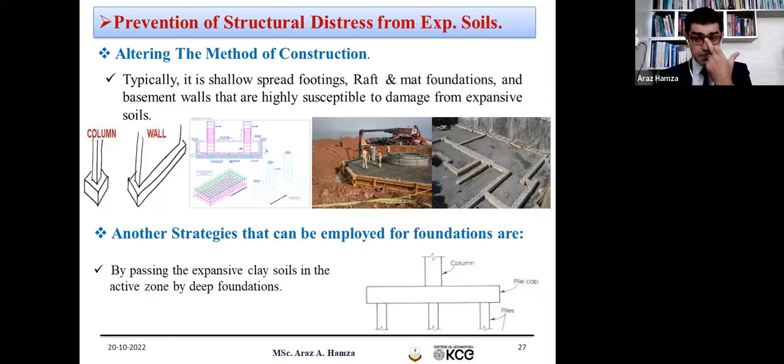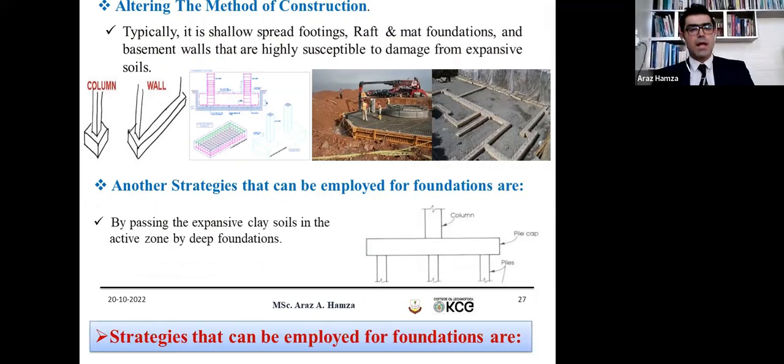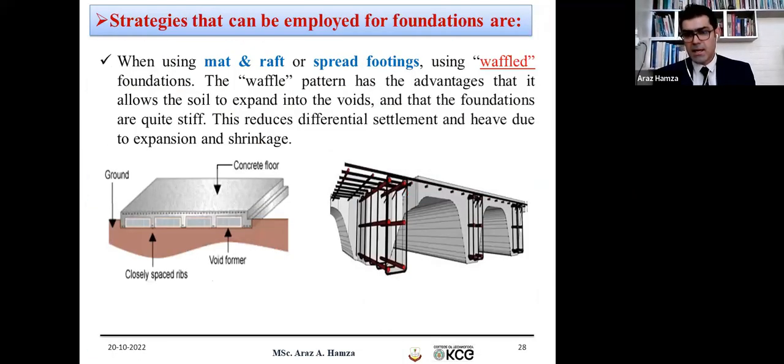If you have a deep layer of expansive soil, sometimes you can pass this layer by constructing deep footing. At that time, you can keep your structure out of the active zone, which is the expansive soil, so it cannot hit and affect your structure.